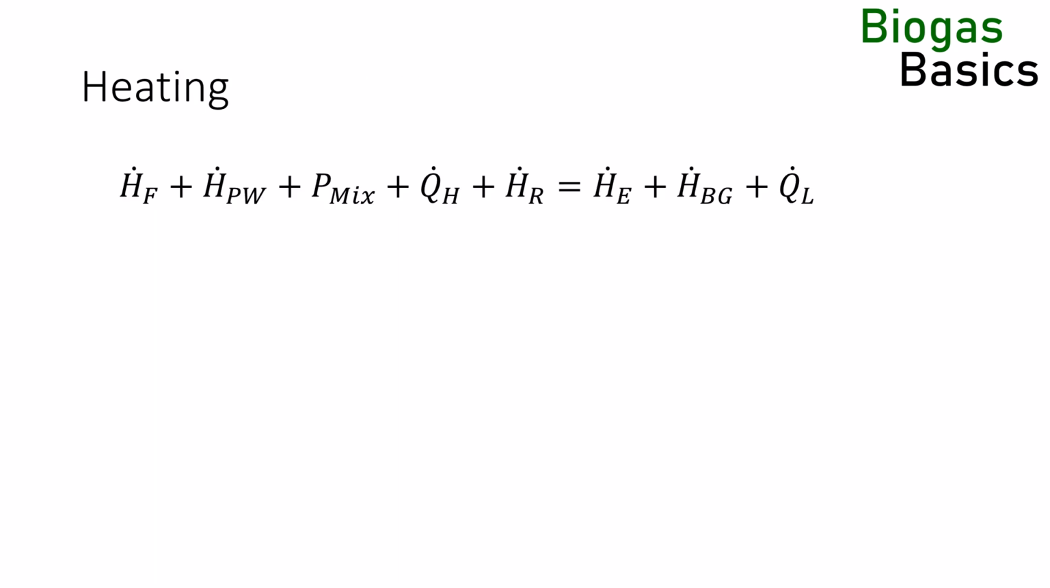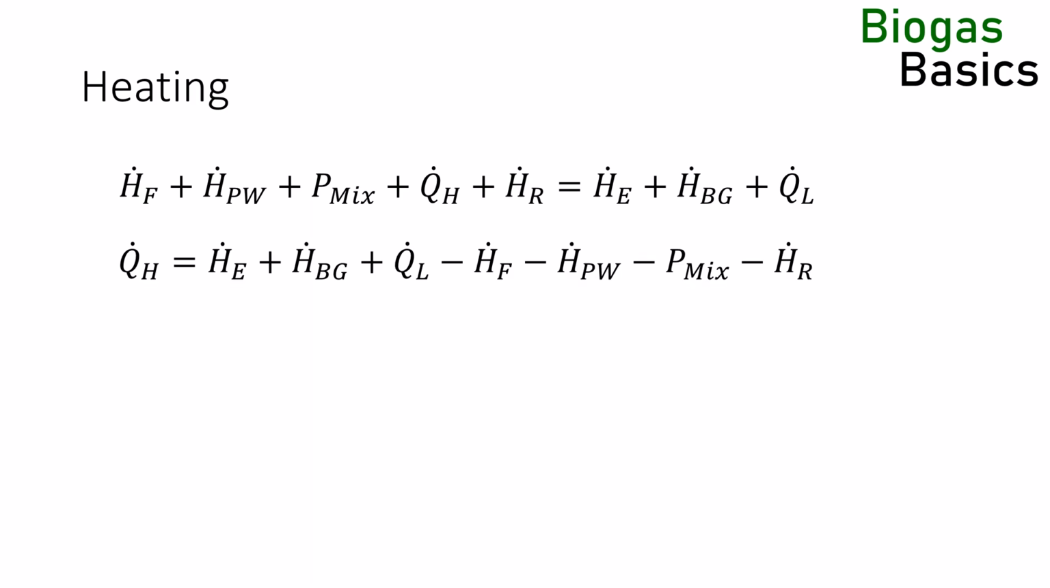Now let's put it all together. We can rearrange the heat balance for the heating term. This is the heat required to keep the digester temperature stable. What happens if we switch off the heating? In this case, the digester starts to cool down.